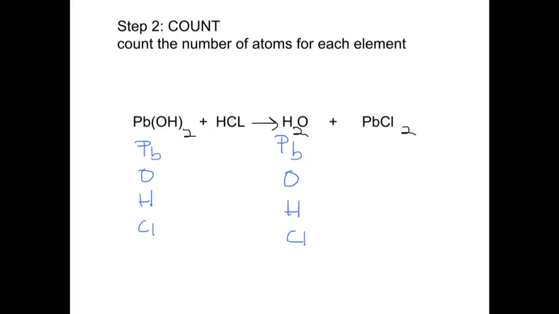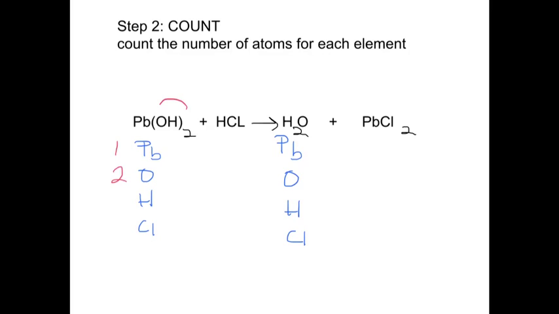Step 2: you're going to count the number of atoms. In this case, we'll count the number of atoms for each of the elements that appear in both the left and the right-hand side of the equation. So let's take a look at this equation further. On the left-hand side, you can see that we have 1 atom of lead. We have actually 2 atoms of oxygen. Imagine that the subscript here means you're multiplying everything inside by 2. So therefore, we have 2 atoms of oxygen.